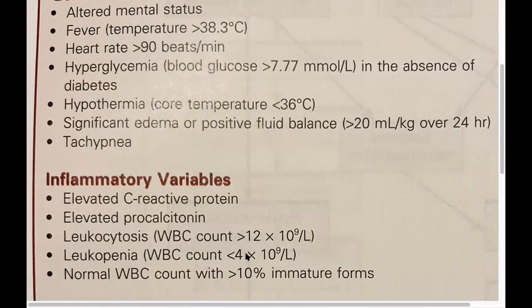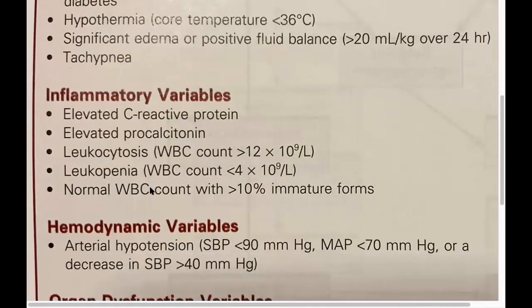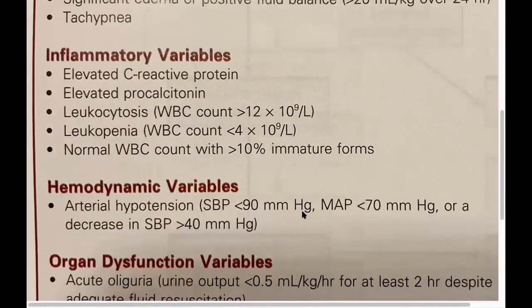And because the bacteria can also depress bone marrow functioning, you could also have a really low white blood cell count. So white blood cell count could be really elevated, greater than 12, or really low, less than 4, in sepsis. We don't really get into this last one here, so don't worry about that. We've already talked about hypotension.